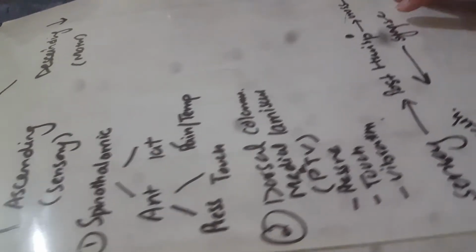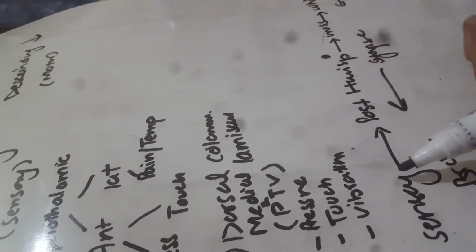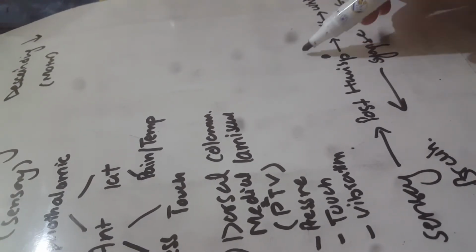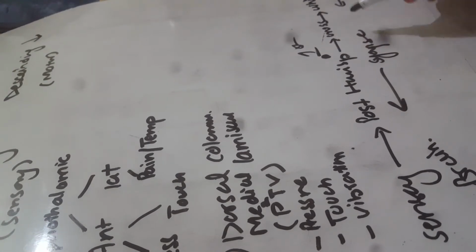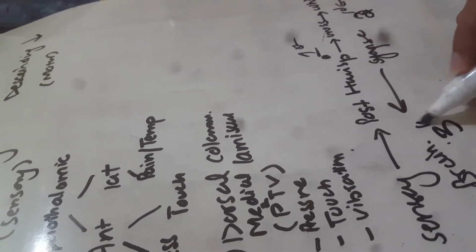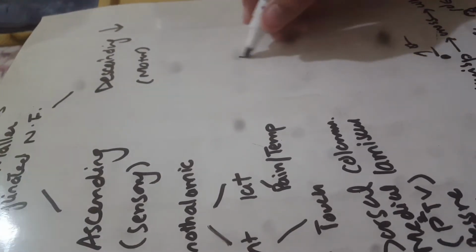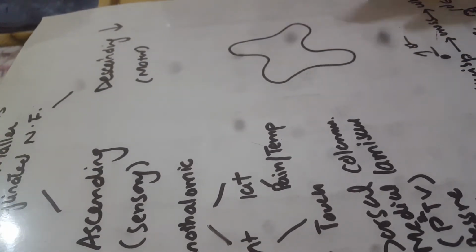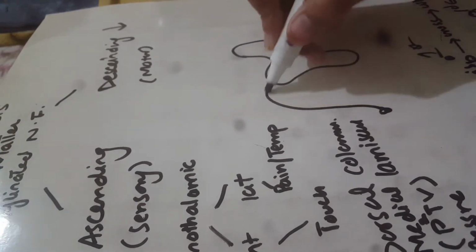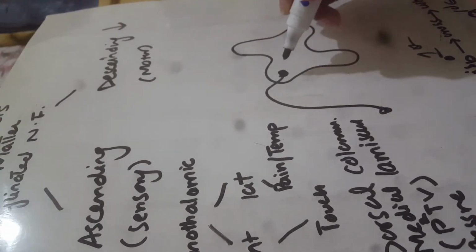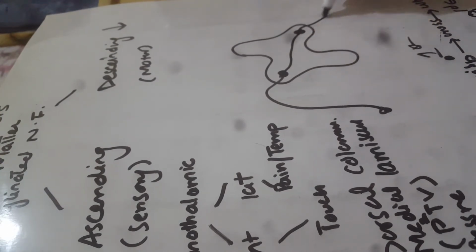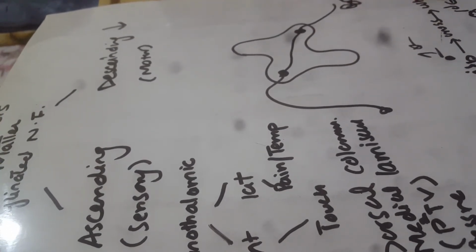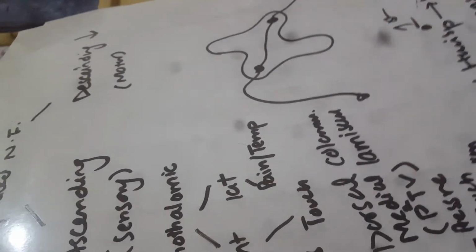Now after synapses, the order changes. The first order neuron synapses in the posterior horn, then in the white matter the second order neuron synapses, and then in the brain the third order neuron. Here you can see that if this is the spinal cord, this sensory information synapses in the posterior horn, and then here, and then in the brain. This is the third order neuron. This is all for the ascending tract.